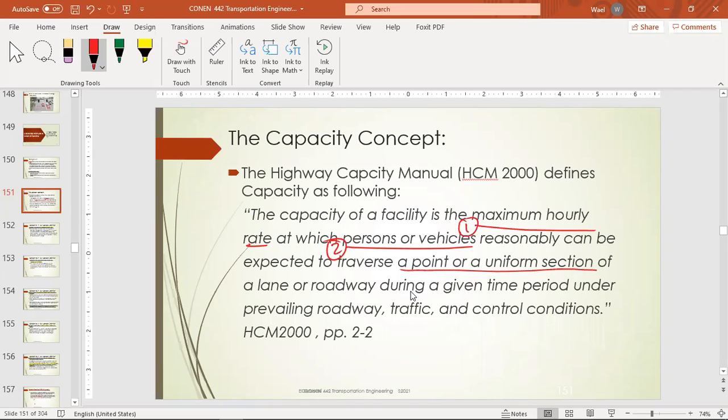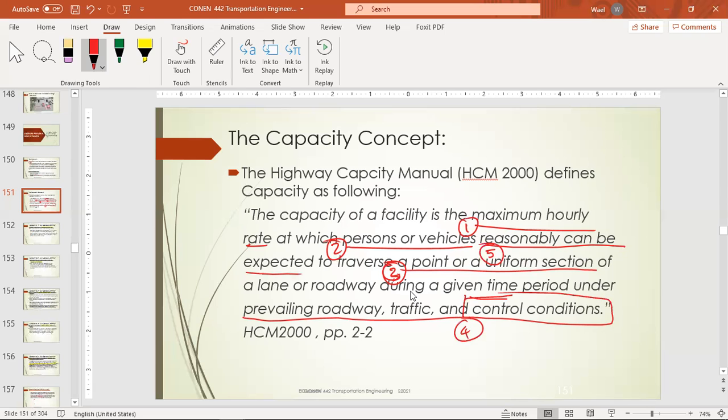Third, at a point or a uniform section of a lane or roadway during a given time period under prevailing roadway, traffic and control conditions. If we are measuring the level of service at an intersection, that's under the current signal timing, for example. And there is another concept, which is reasonably can be expected. That means repeatability. It's not one shot. So these are the five concepts embedded in the definition of capacity in the Highway Capacity Manual.